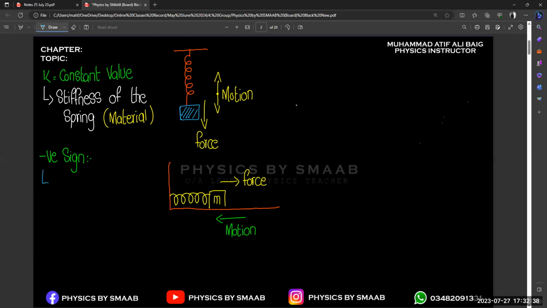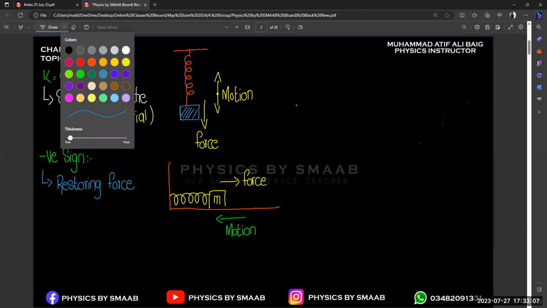So does that mean the force would always be negative? The negative sign is only for the direction, right? Because force is a vector quantity. That's why we are using the negative sign. But the value is still positive. The value will be positive, but the negative sign shows you the direction. So this negative sign shows you the restoring force, right?